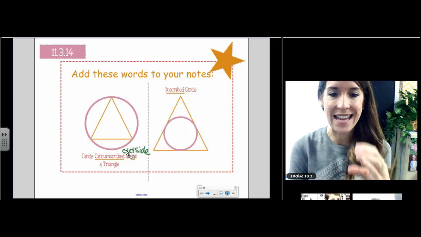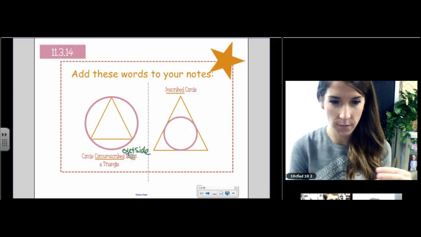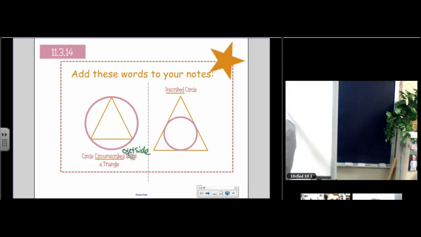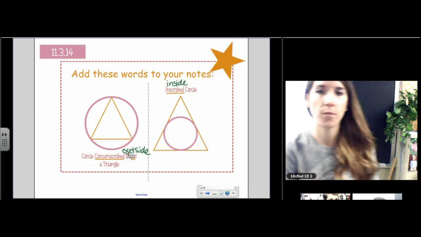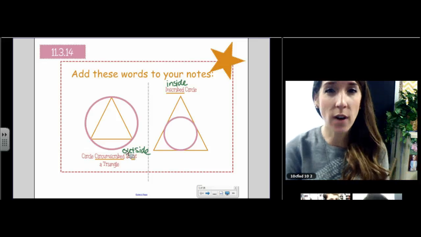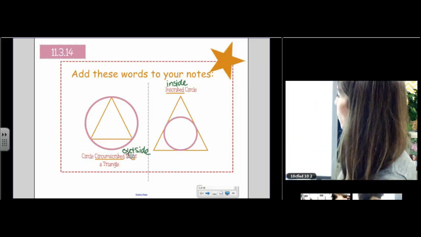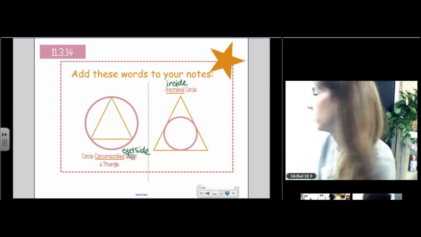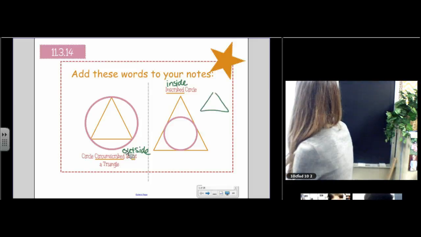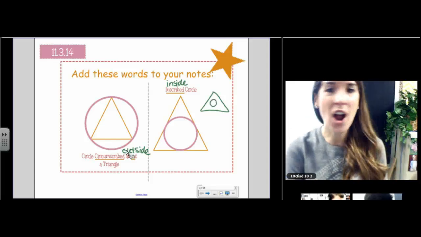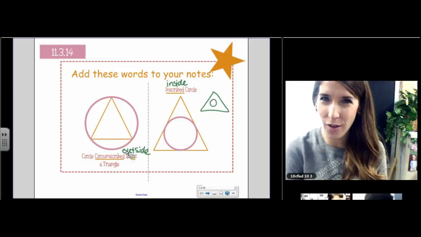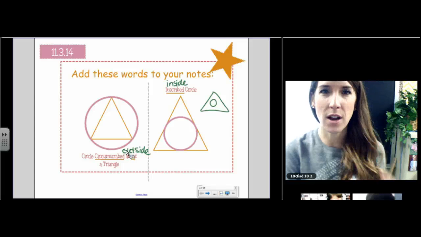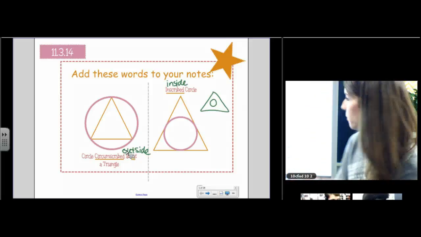The next one, inscribed circle. The circle is inscribed in the triangle. And so inscribed means the circle is inside the triangle. For it to really be inscribed, the circle has to touch each side of the triangle. So like for this triangle right here, that circle is not inscribed in the triangle because the circle is not touching all three sides of the triangle. Okay?